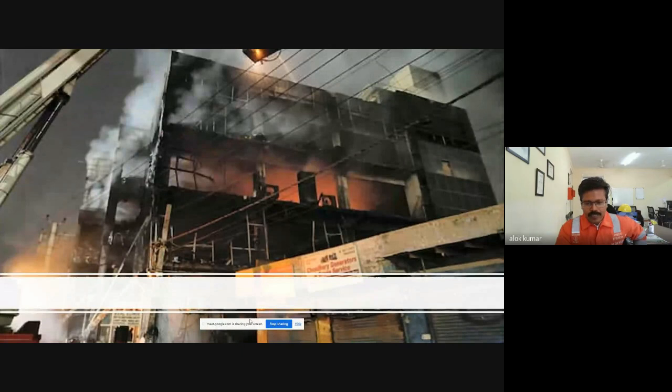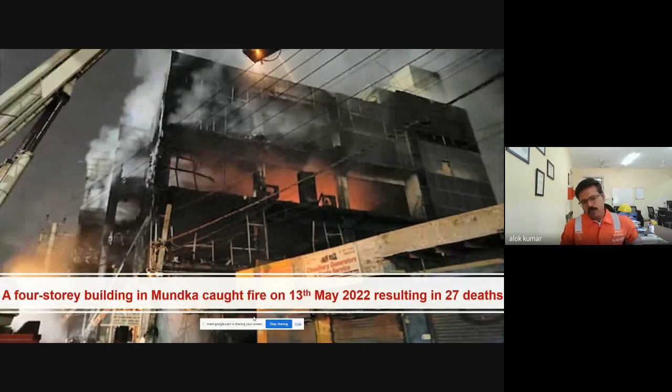So this is a fire incident that has occurred in Delhi. This is the Mundka fire. A 4-story building in Mundka caught fire on 13th May 2022, and that resulted in 27 casualties. So there is a reason why I'm showing you this picture.